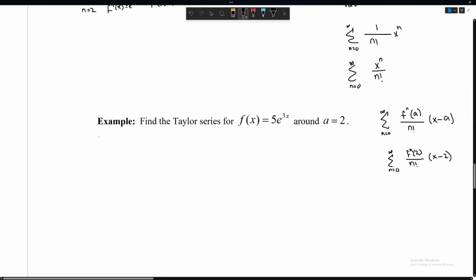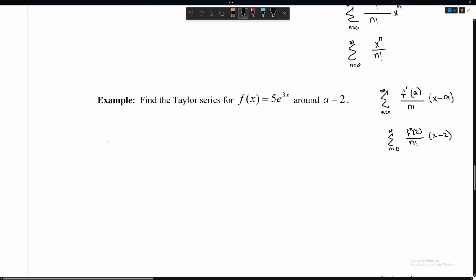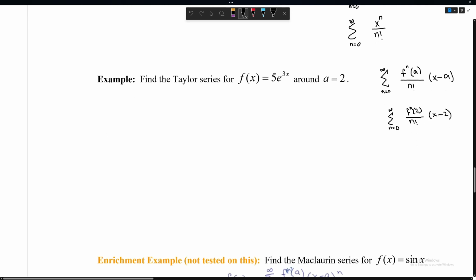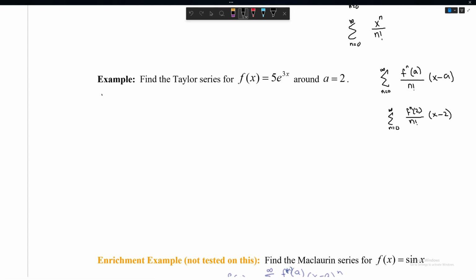Okay. Now I have to find my f^(n). And how do I find that? Like I said, we're going to derive until we see a pattern, right? What f^(n) at a means is, what is the pattern here? So we have f of x equals 5 e to the 3x, and then my first derivative, don't simplify it, write it how it is. So I have my 5, and then when I derive, the 3 comes down, and I still have e to the 3x.